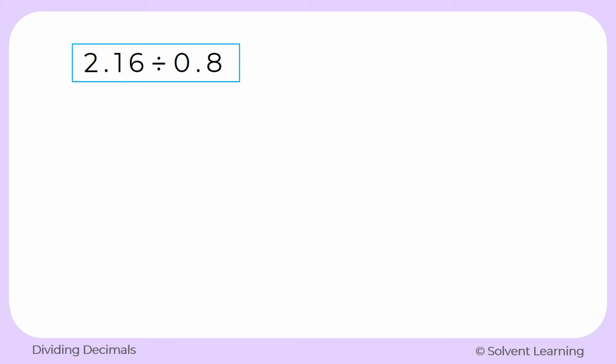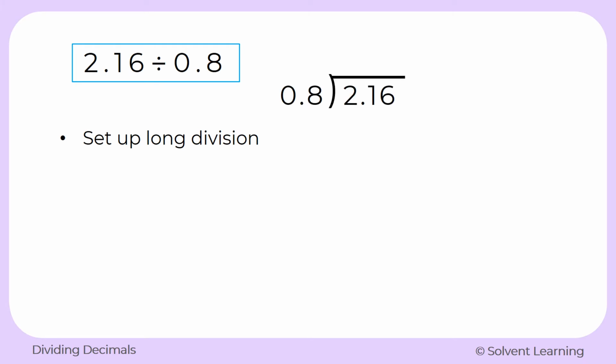Our next example, we have 2 16 hundredths divided by 8 tenths. So this time our dividend is a decimal and our divisor is a decimal. We start off by setting it up with long division just like before. Okay. Now when we have a divisor that's a decimal, we're going to change this a little bit first because we want that divisor to actually be a whole number, just to keep the process simpler for ourselves.